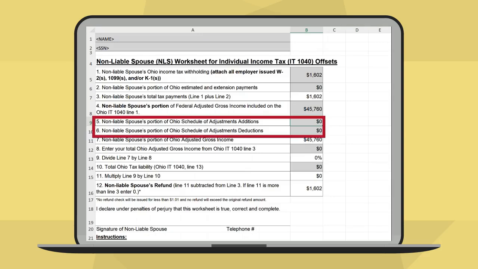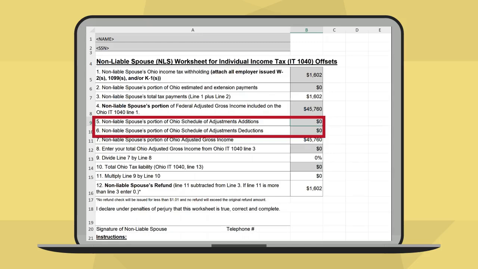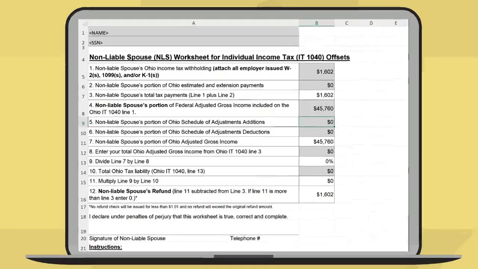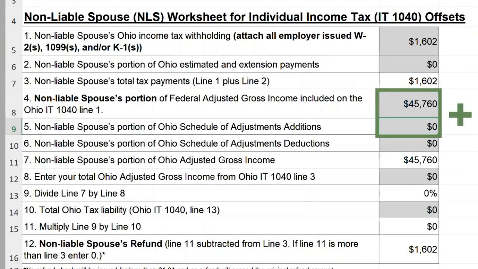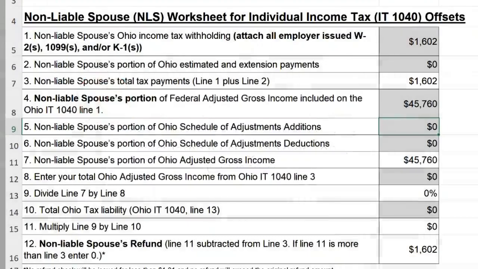On line 5 and 6, you will enter the non-liable spouse's portion of any additions or deductions from the Ohio Schedule of Adjustments. This is the specific portion belonging to the non-liable spouse from line 2A and 2B of the Ohio IT 1040. For our example today, these lines will remain at 0, so no changes are needed to the form. On line 7, you will determine the non-liable spouse's portion of the Ohio adjusted gross income. To calculate this, add lines 4 and 5 of this worksheet together, then subtract line 6. If the result is less than 0, enter 0. This line will automatically be calculated if using the electronic worksheet.